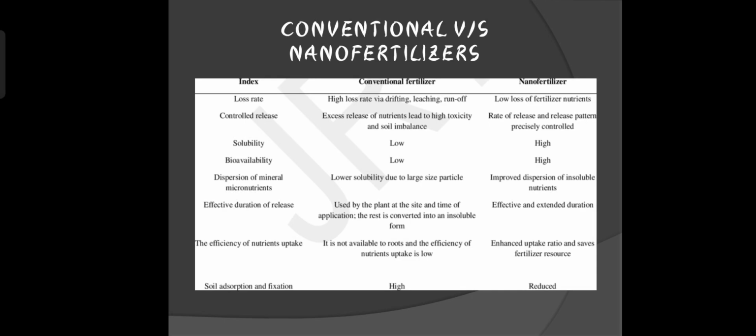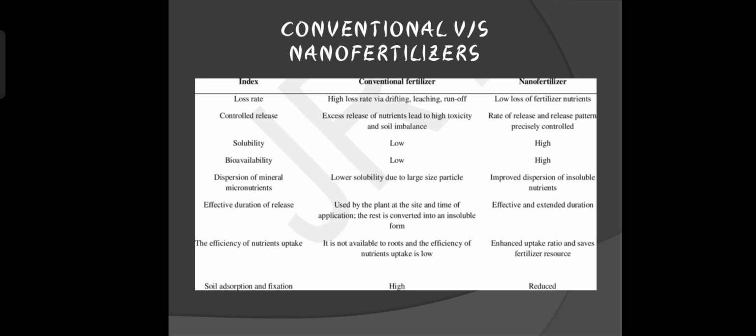Controlled release. In conventional fertilizers, excess release of nutrients leads to high toxicity and soil imbalance. But in nanofertilizers, the rate of release and release pattern are precisely controlled. Solubility. In conventional fertilizers, the solubility is low, but in a nanofertilizer, the solubility rate is high. Bioavailability rate in conventional fertilizers is low, and in nanofertilizers the bioavailability rate is high.